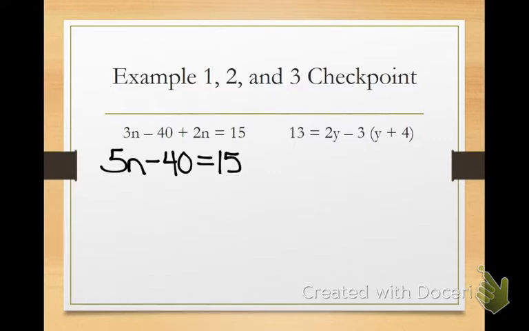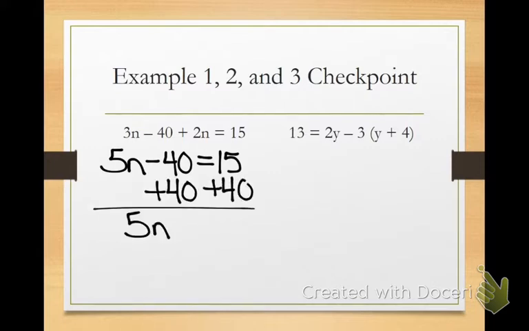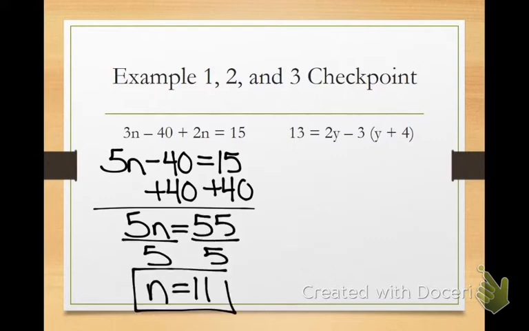And now I'm ready to start moving my numbers around. All right, negative 40 plus 40, 5n equals 55, and divide both sides by 5. All right, n equals 11. Who got that one right? N equals 11. All right, now the second one, there's a couple tricky parts to this one.